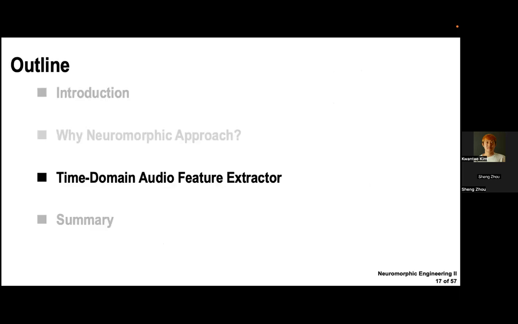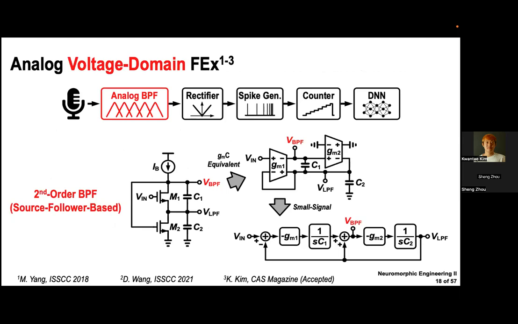So I'm going to introduce the time domain feature extractor. Okay, so we have seen the motivations of the neuromorphic approach. Here is an example of an analog voltage domain feature extractor that has been adopted for implementing a neuromorphic feature extractor. We have an analog bandpass filter, rectifier, spike generator, spike counter and DNN classifier.